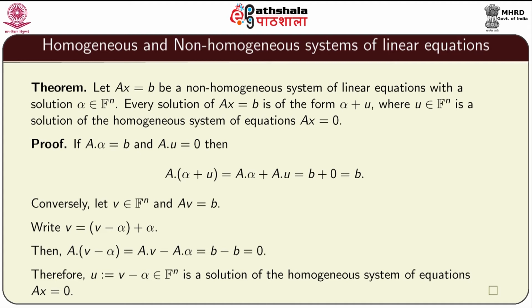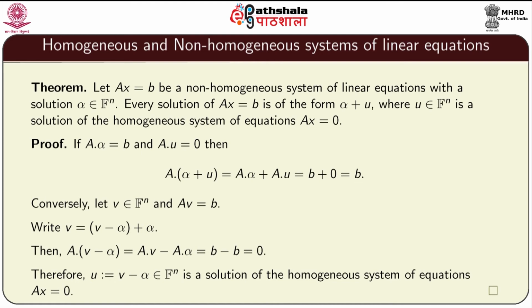Proving this is simple. Alpha is a solution of the system, therefore, A alpha is equal to b. If u is a solution of the corresponding homogeneous system of equations, then Au is 0. Then A dot alpha plus u, this dot means the matrix multiplication, is equal to A alpha plus Au. Now, A alpha is b and Au is 0, therefore, you get b on the right hand side. This shows that alpha plus u is a solution of the given system of equations.